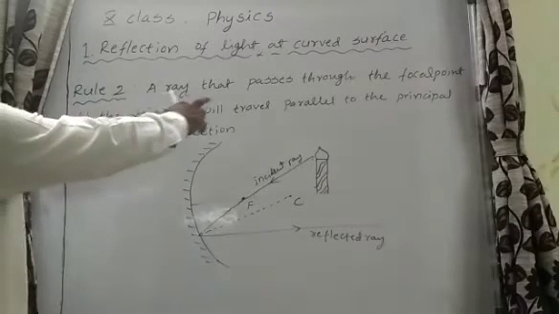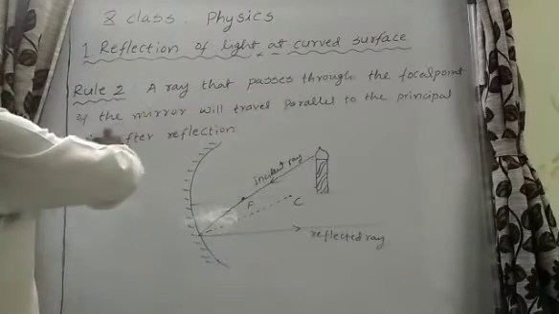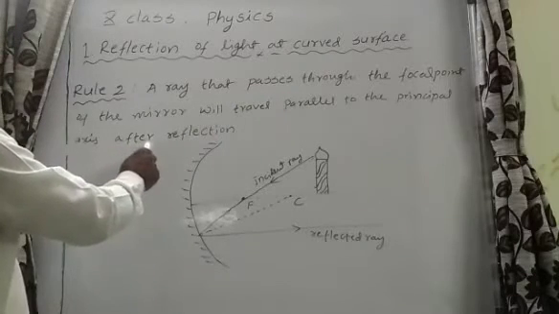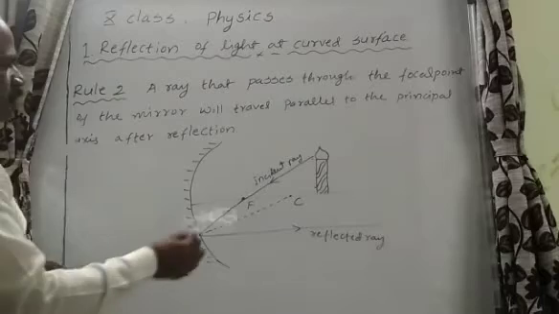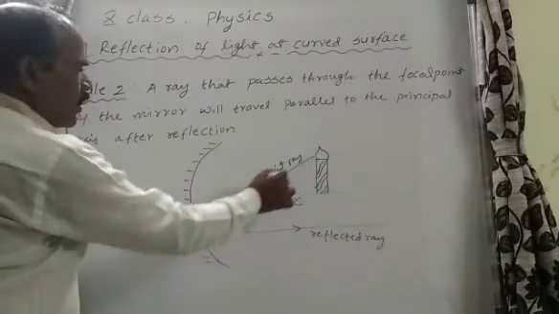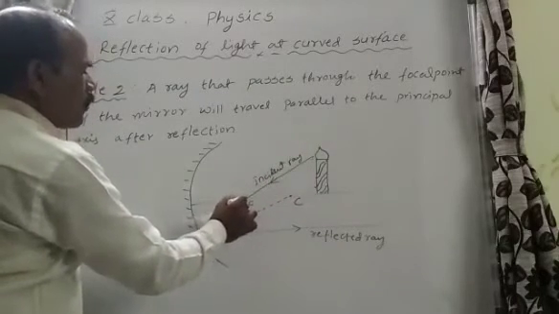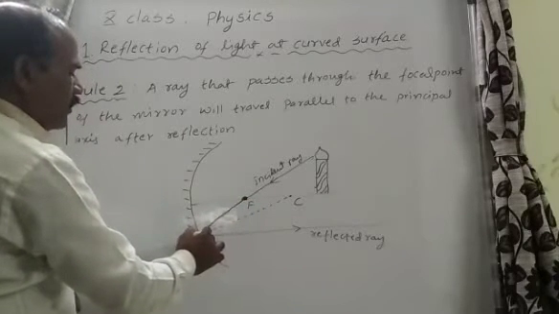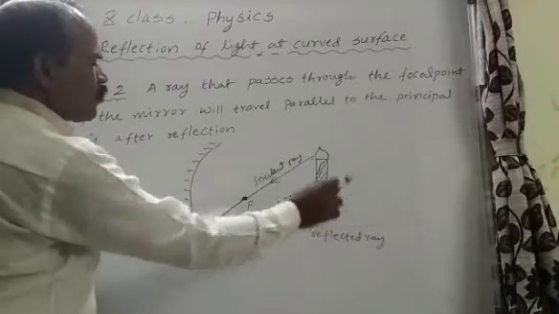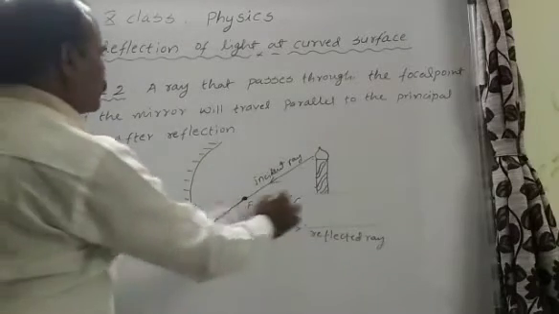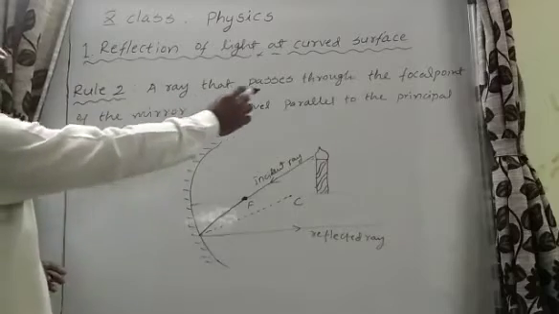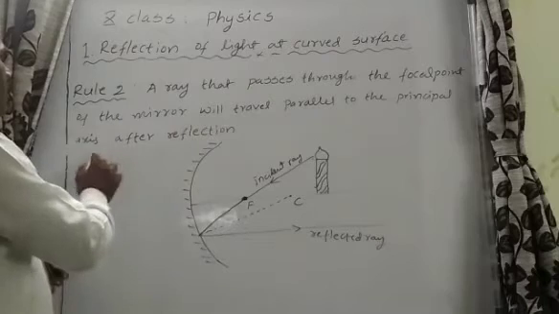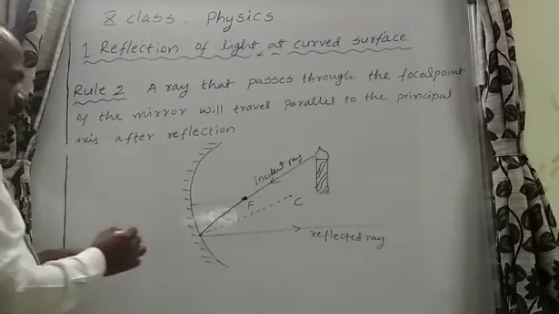Rule 2: A ray that passes through the focal point of the mirror will travel parallel to the principal axis after reflection. This is the incident ray passing through the focal point. It gets reflected, the reflected ray parallel to the principal axis. A ray that passes through the focal point of the mirror will travel parallel to the principal axis after reflection.